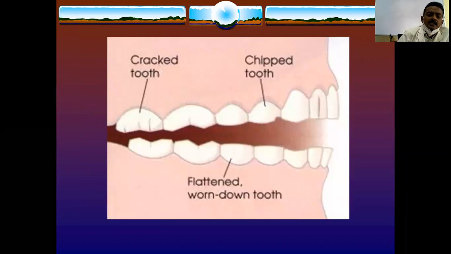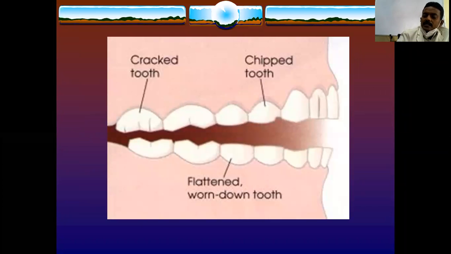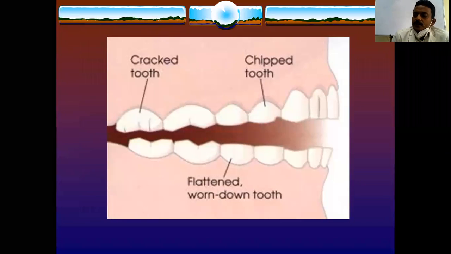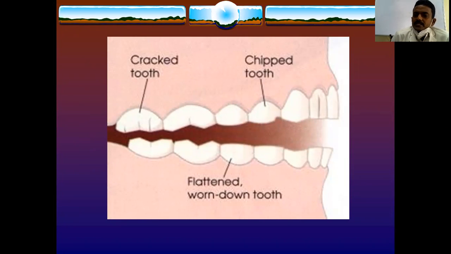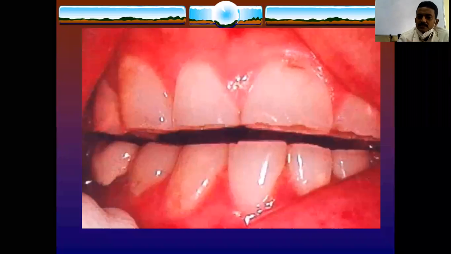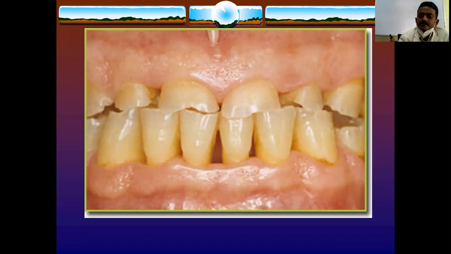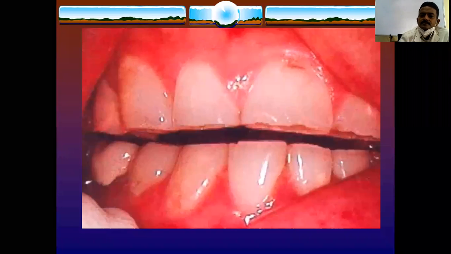See, ultimately, if there is continuous grinding of the tooth, what will happen? Definitely, we observe cracks on the tooth, further chipping of the enamel surface and flattening or worn down of the tooth surface takes place. This is what ultimately it leads to due to the bruxism. Understood? Next, severe wearing of the tooth surface. You can see this picture.